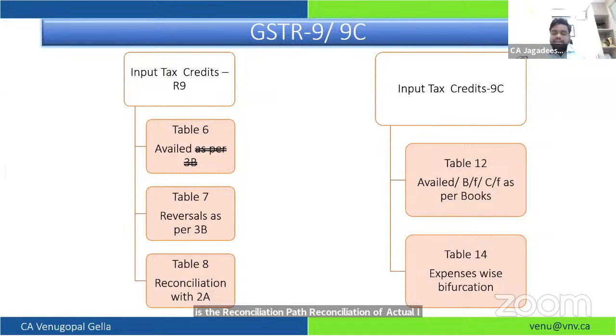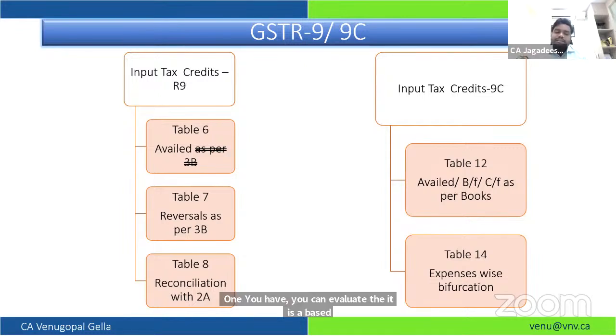Now table 8 has no relevance because you are availing the ITC as per 2B, not as per 2A. Earlier there was such a concept, but under the new return filing scheme, you can avail the ITC only based on 2B. That comparison is not correct. Soon they will remove table 8 because there is no relevance now.